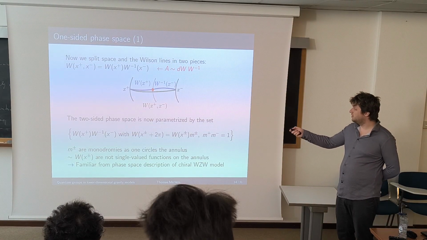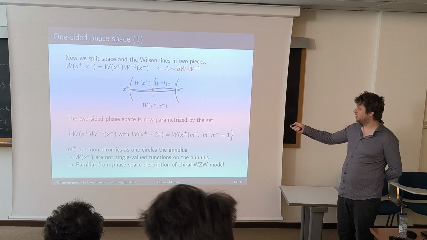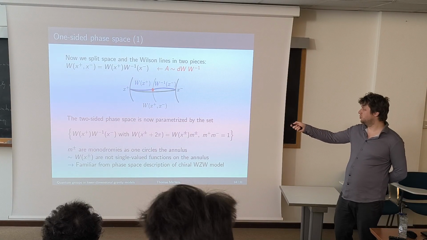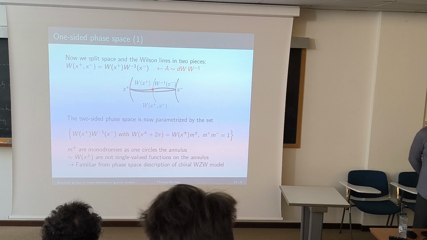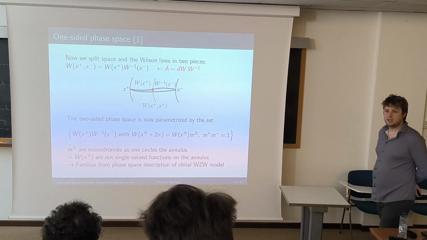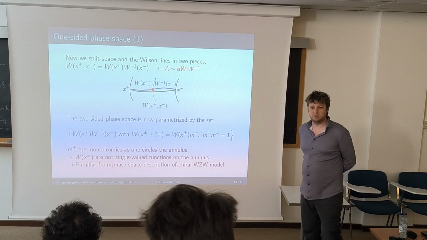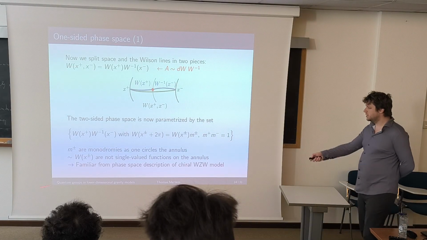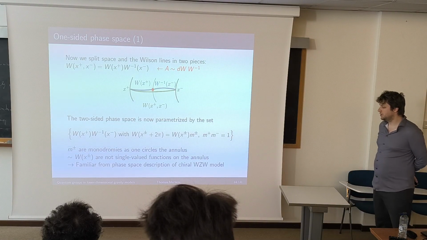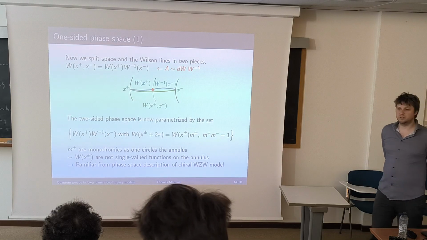Another way to see that is that these one-sided Wilson lines are actually just the normal G you would have if you write a flat gauge connection, A_mu is dG times G inverse. That G doesn't have to be single-valued on your space-time, and that's exactly what I'm doing here. This is also familiar if you're familiar with the phase space description of chiral WZW models.